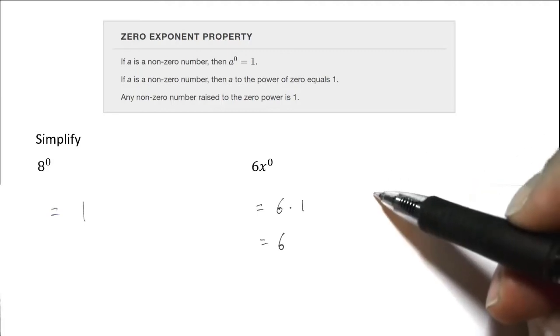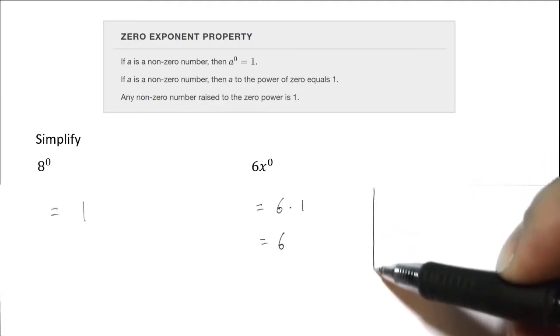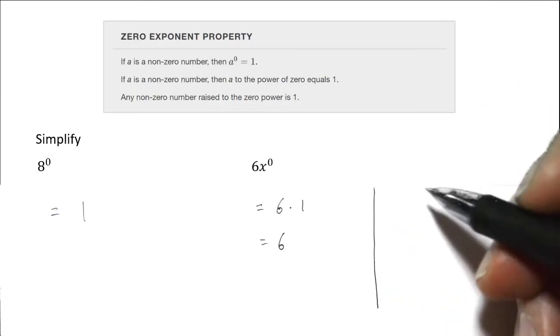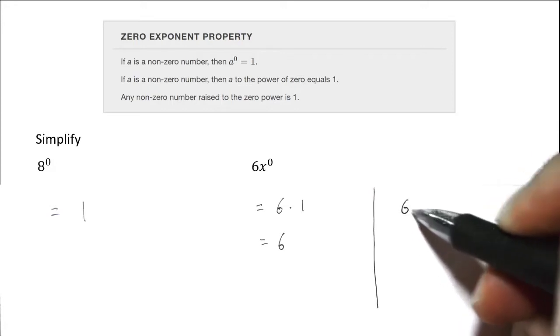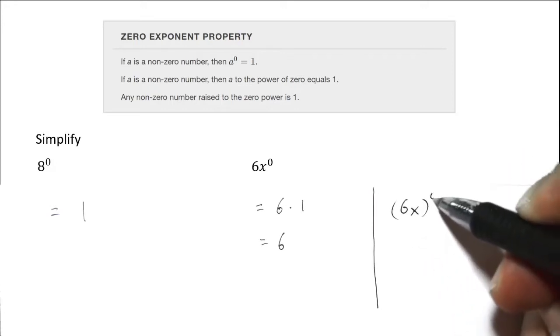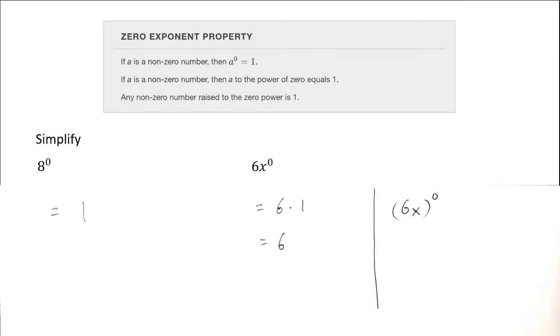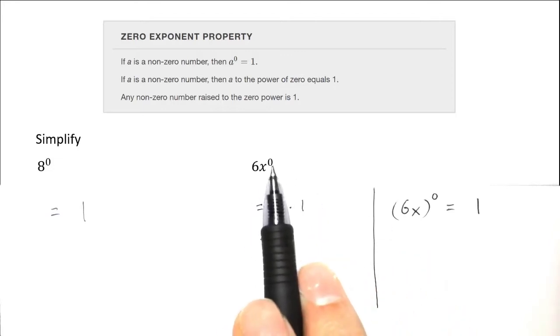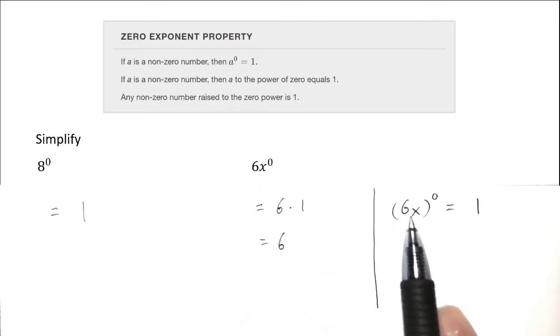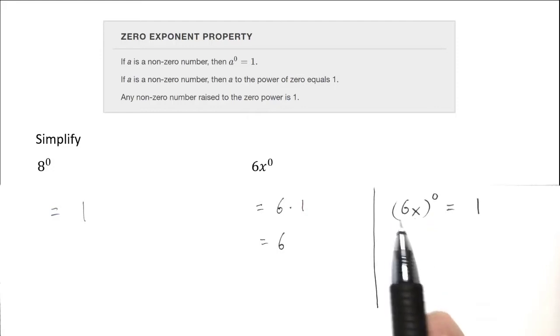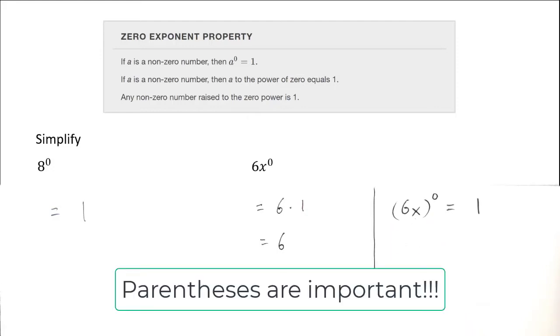Now, I want to write down one more. I just thought of something that might be useful to distinguish. Suppose we had a third problem here, and I wrote (6x) to the 0 power. Well, now this is different, right? If x is a non-zero number, then this whole thing is non-zero. And so this whole thing would just be 1. Notice the difference, right? Here, only x is being raised to the 0 power. Here, 6x is being raised to the 0 power. The parentheses make a big difference.